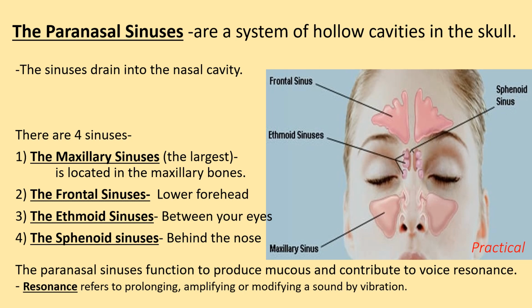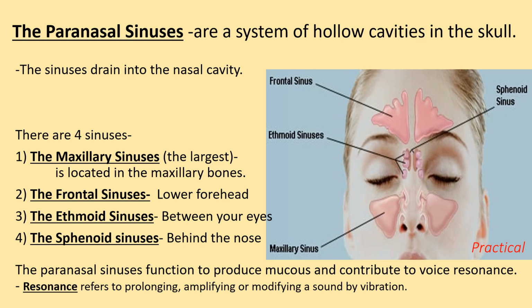All right, paranasal sinuses: a system of hollow cavities in the skull. All of them drain into the nasal cavity. There are 4. So I've got my maxillary sinus down at the maxillary bone. Remember, that's your upper teeth bone. I've got the frontal sinus at the frontal bone, the ethmoid sinus kind of in between the eyes, and then I have the sphenoid sinus also kind of in between the eyes. So those two can be a little tricky, but the sphenoid sinuses kind of lay behind the ethmoid sinuses.